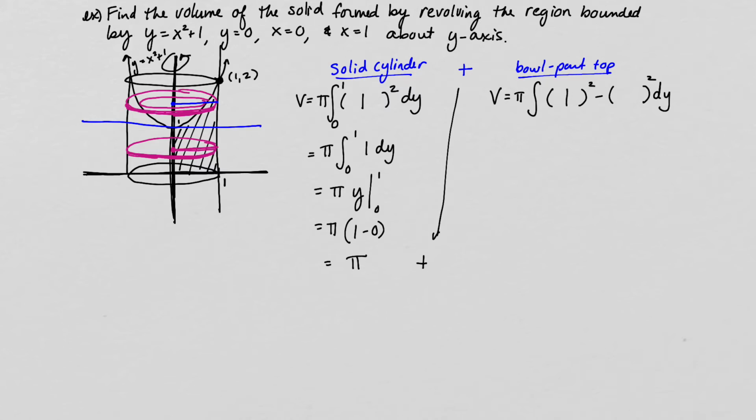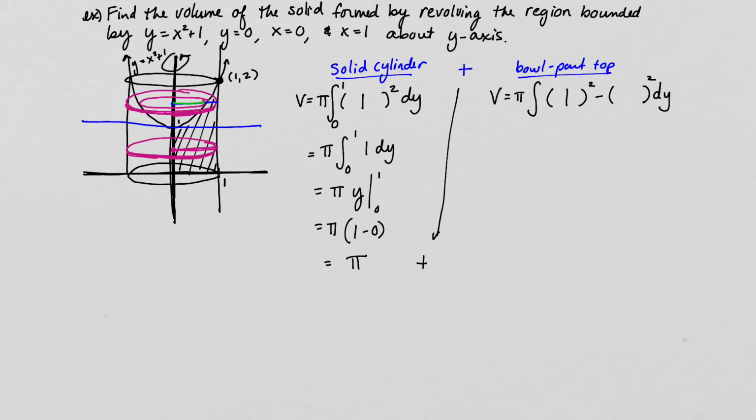So the outer radius is still just 1. And then the inner radius, right? I'm starting here and I'm going up to this point. So what is the inner radius? That's sitting on what curve? Okay, so it's sitting on the x squared plus 1 curve.